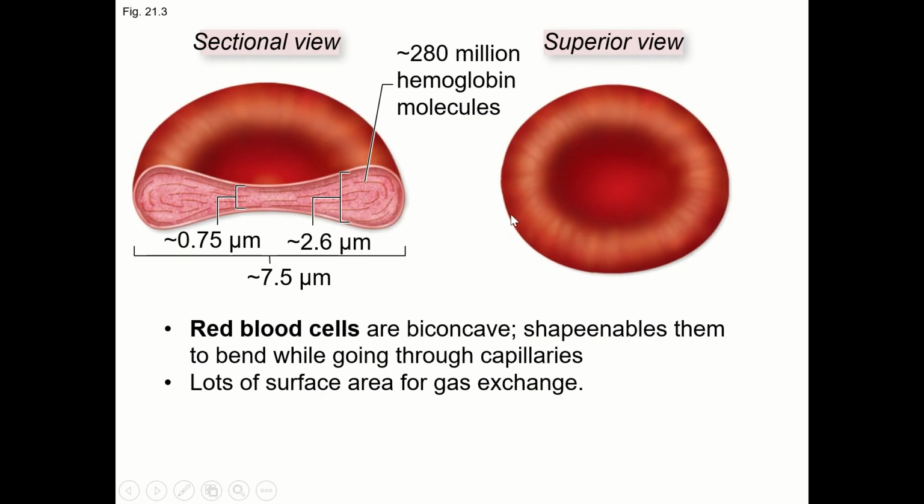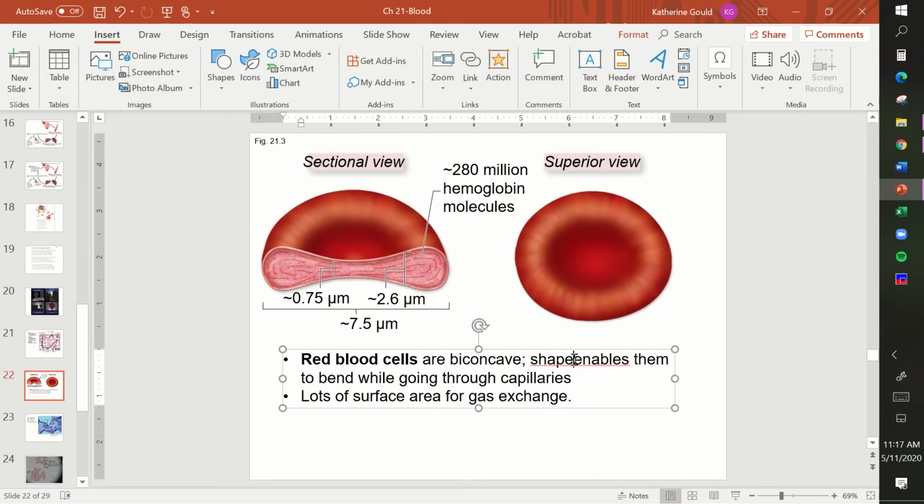Red blood cells themselves are what we call biconcave, meaning that the top and the bottom are both concave. They are round cells, and their shape enables them to bend while they're going through the capillaries.